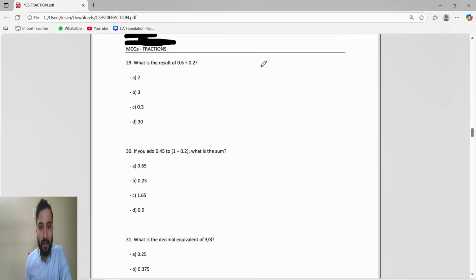What is the result of, guys? Very simple thing. 0.6 divided by 0.2. The point will get cancelled. 2 threes are 6. Answer is 3.